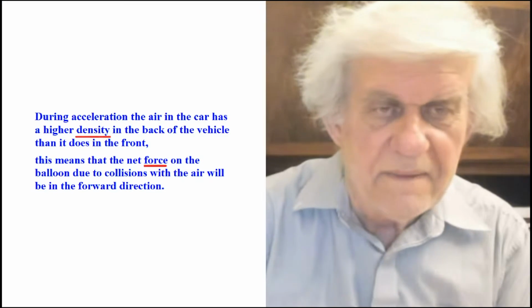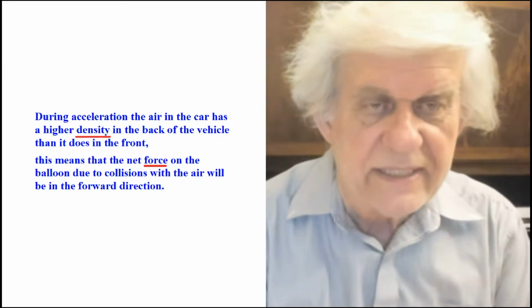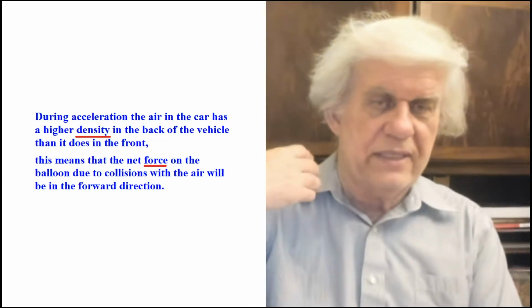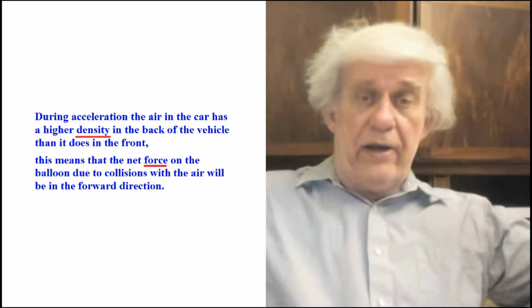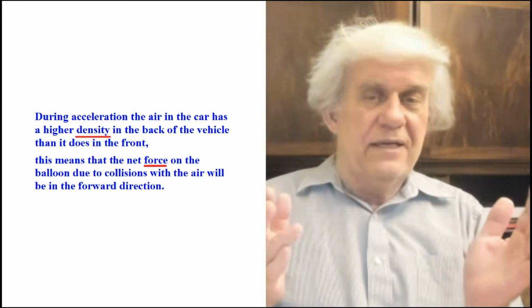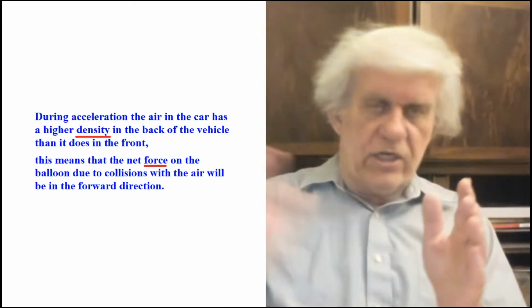Here's the first one. Says, during acceleration, the air in the car has a higher density in the back of the vehicle than it does in the front. Remember, the balloon goes forward when you accelerate instead of backward, as intuition would tell you. And the idea is that all this air that accumulates in the back pushes the balloon forward. So the question was, why does the air go back or stay in its place while the car accelerates?